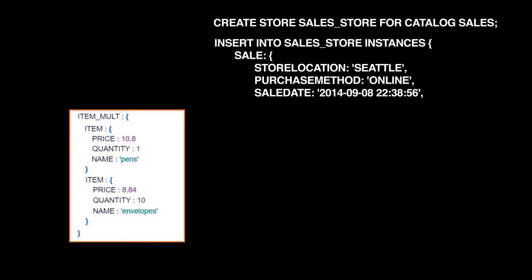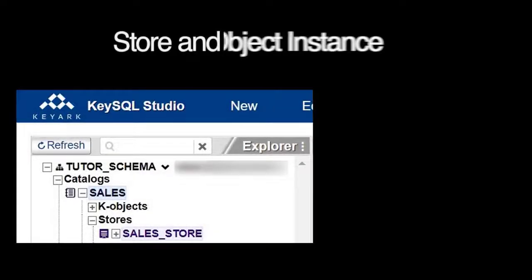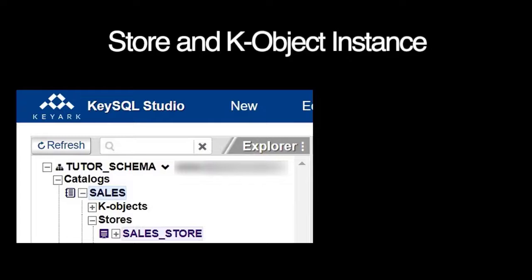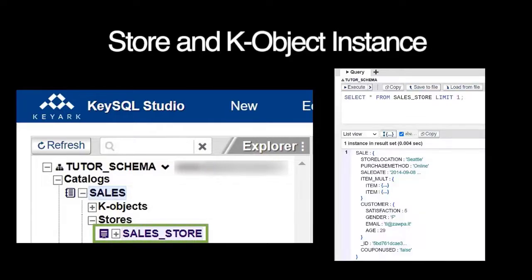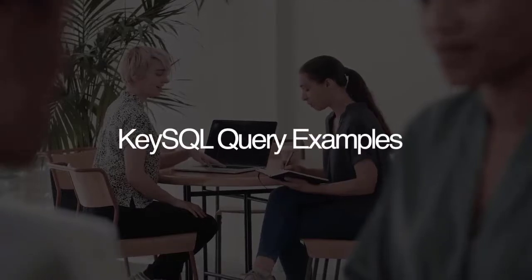Now that you have seen the statements for creating the catalog and populating it with key objects, we'll show the statements for creating the store and inserting data into it. We first create the sales store for the catalog. We then insert data into sales store using the insert instances statement. On the left, you can see Studio Explorer, displaying the newly created sales store. And on the right, you can see the select statement returning the instance data we just inserted. We now show examples that should look familiar to SQL users.